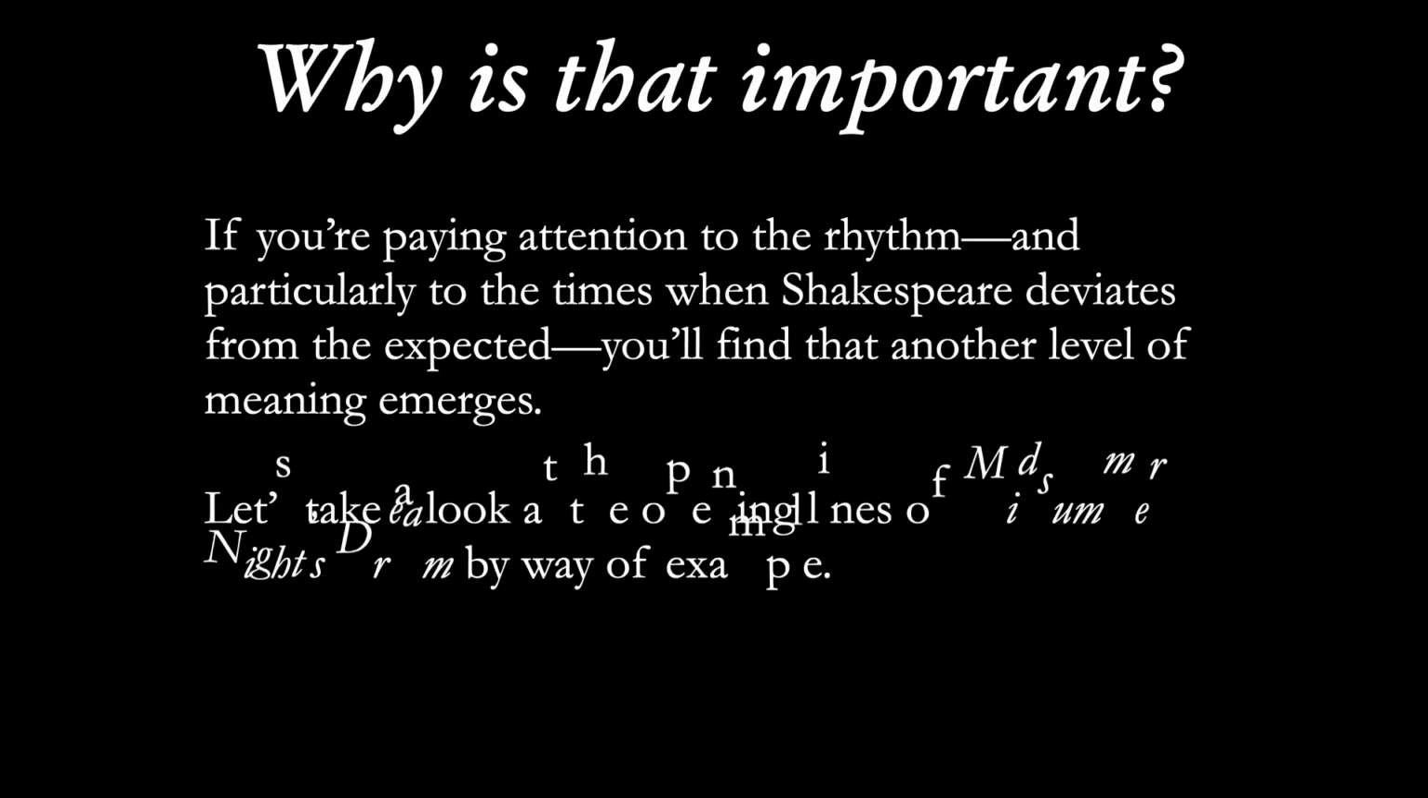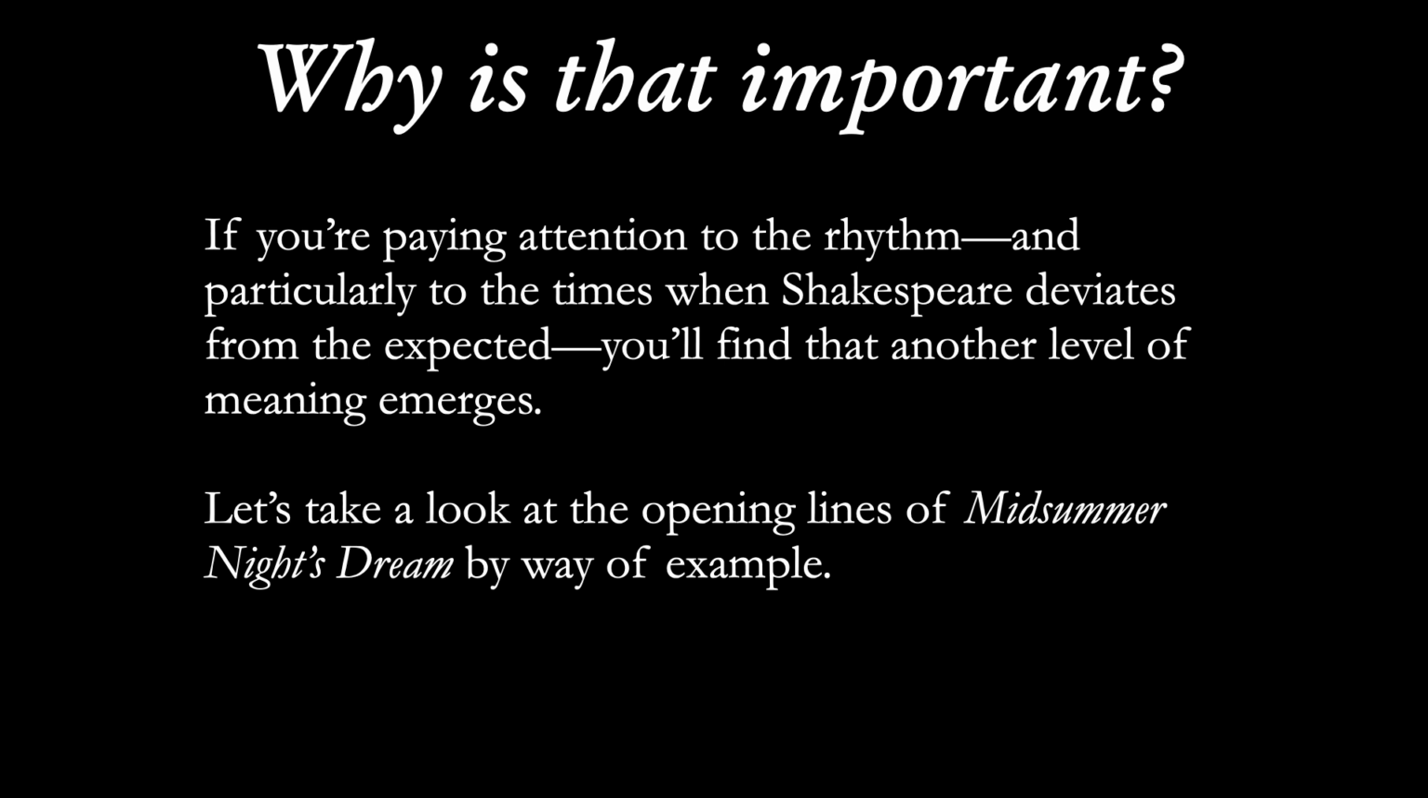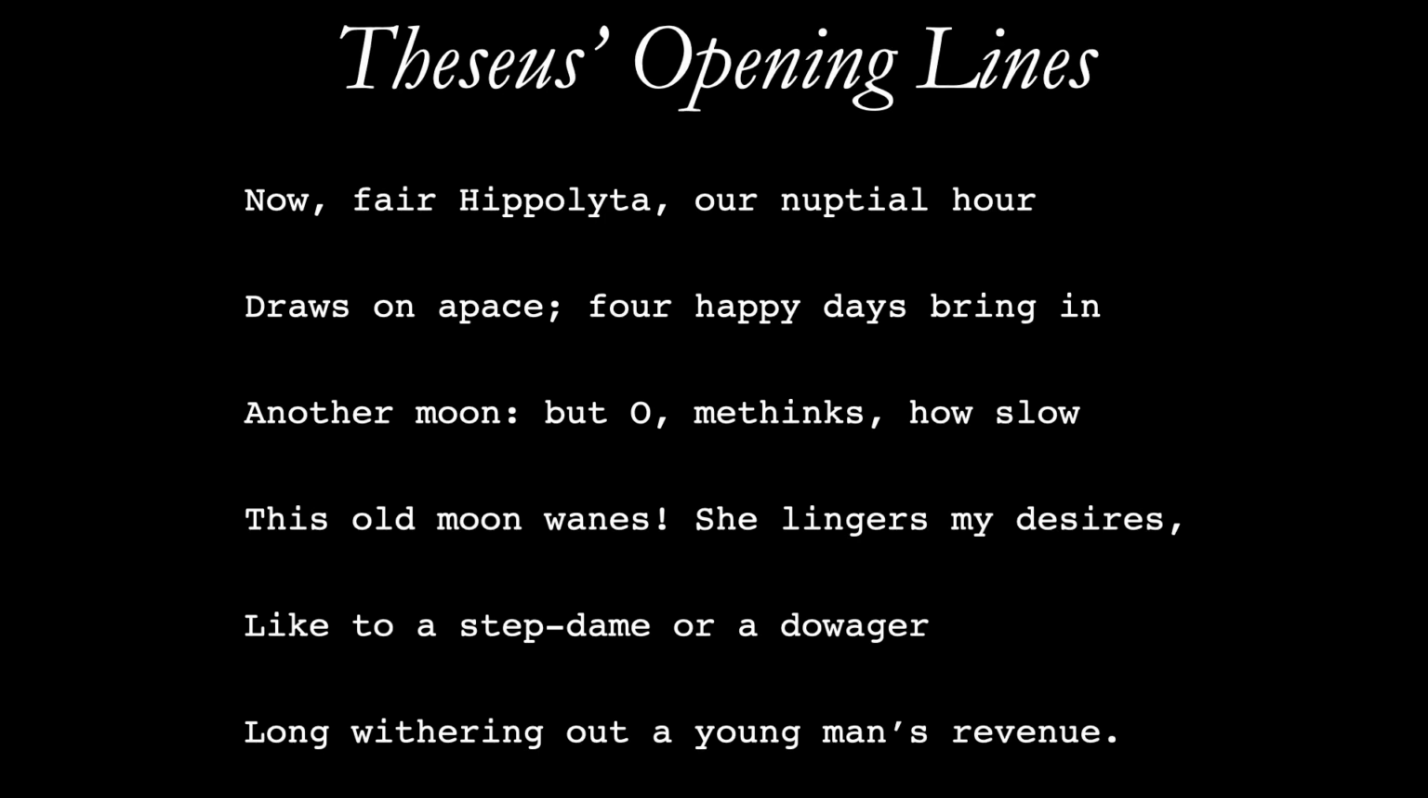Now, why is that important? If you're paying attention to the rhythm, and particularly to the times when Shakespeare deviates from the expected, you'll find that another level of meaning emerges. Let's take a look at the opening lines of Midsummer Night's Dream by way of example. Here is what Theseus says at the beginning of that play.